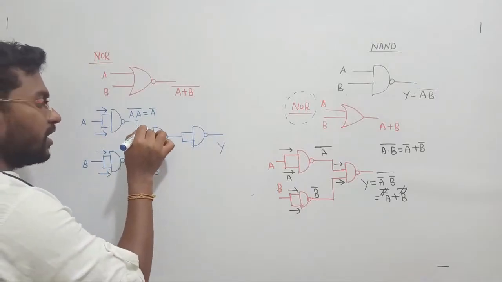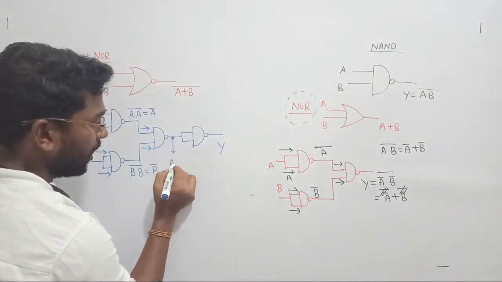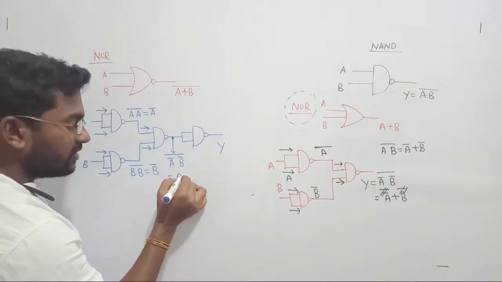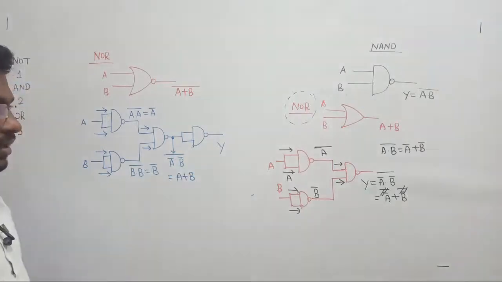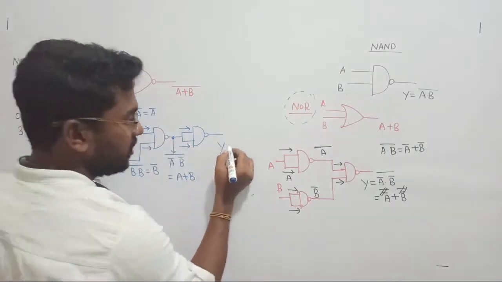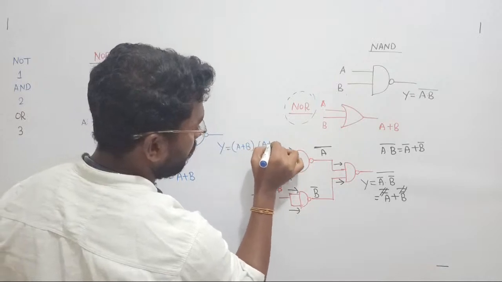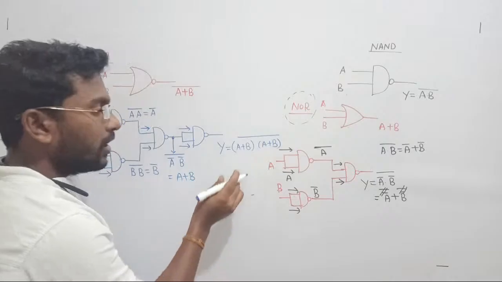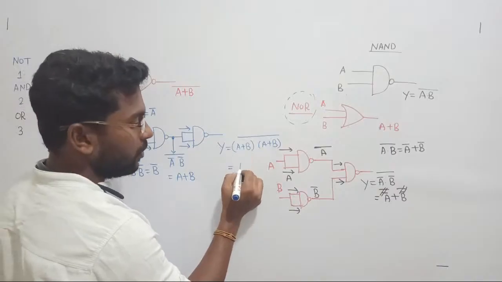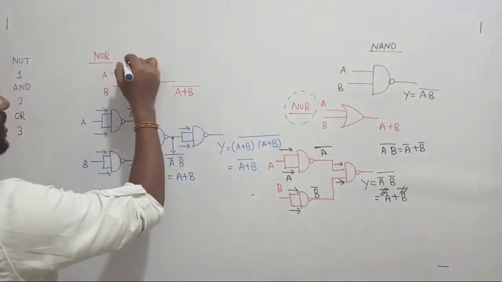Now here I am passing A bar and here B bar, so at this point I get A bar dot B bar whole bar, and this function can be visualized as A plus B according to De Morgan's law. Now this A plus B is passed to both inputs of this gate, so the output becomes A plus B dot A plus B whole bar. I know A dot A is A only, so A plus B into A plus B is A plus B only. So the answer is A plus B whole bar, which is the output of the NOR gate.